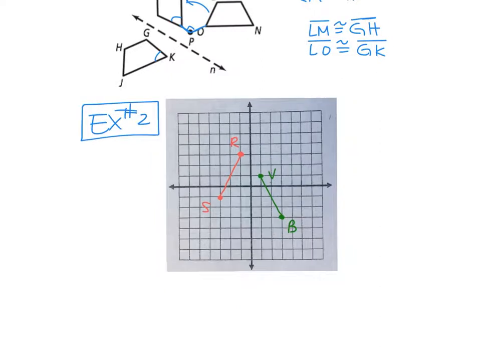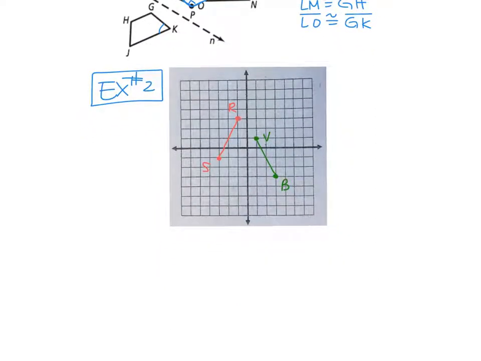Okay, so in this setup, if I want to get from RS to VB, what would you do? Michael? Use a glide reflection. A glide reflection, okay. And how would you get there? What would your glide be? We glide... it depends.